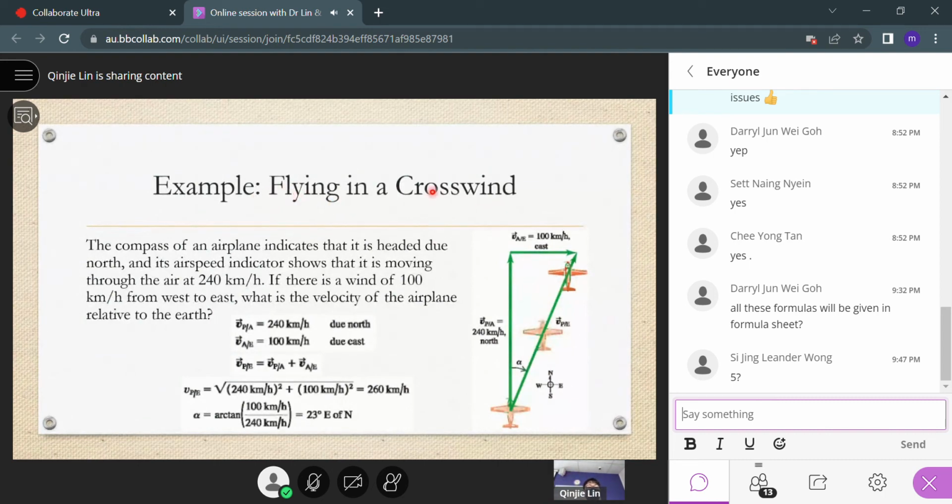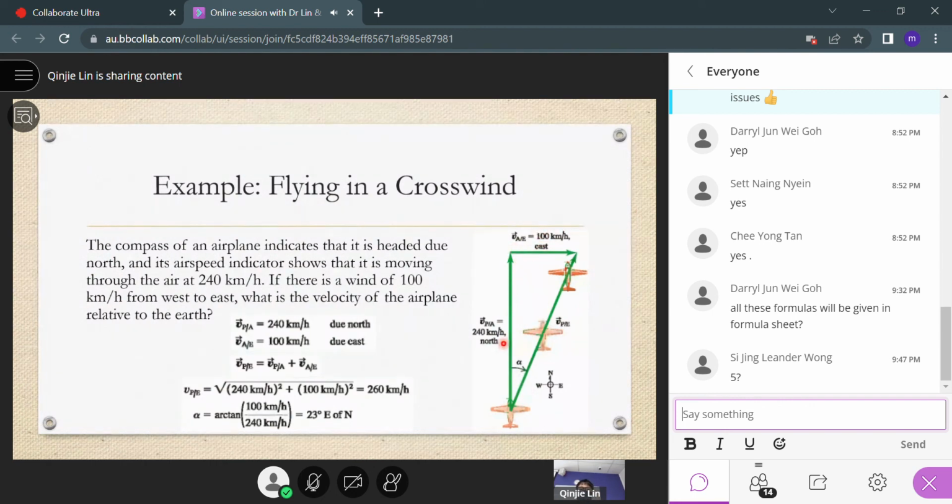Okay, flying in a crosswind. The compass of an airplane indicates that it is headed due north, and its airspeed indicator shows that it is moving through the air at 240 kilometers per hour. If there's a wind of 100 kilometers per hour from west to east, what is the velocity of the airplane relative to Earth? So if you draw it out on a diagram, it will be like this, traveling upwards, due north at 240. There is also a wind going 100 to the east. So PA is plane relative to air. Then this one is air relative to Earth.